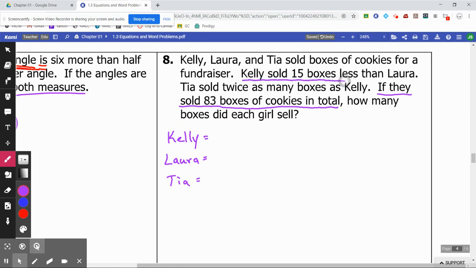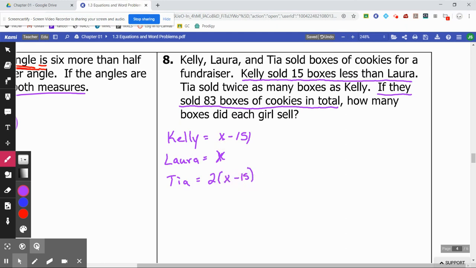Kelly sold 15 boxes less than Laura. Okay, it really doesn't matter here. If you want to let Laura be x, Kelly sold 15 less than that, so Kelly would be x take away 15. So they sold the same amount minus 15. Laura's x, and then Kelly would be minus 15 from that. Tia sold twice as many boxes as Kelly. So here's Kelly's total. So Tia's would be double that, 2 times whatever Kelly sold.